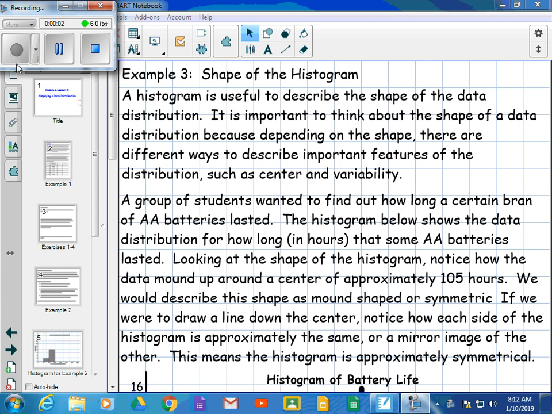Example 3, we're going to look at the shape of the histogram. A histogram is useful to describe the shape of the data distribution. It's important to think about the shape of the data distribution because depending on the shape, there are different ways to describe important features of the distribution, such as center and variability.